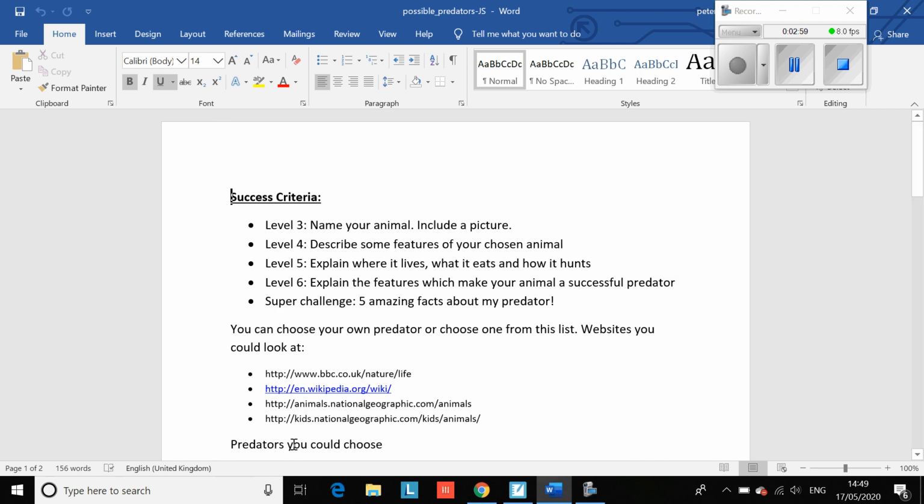Think about how you present it, either a poster or a leaflet, but remember it's got to be uploaded to assignments at the end of the lesson. So, you probably want to spend about half the lesson researching your chosen predator, and then the other half putting it all together. So those are your instructions.